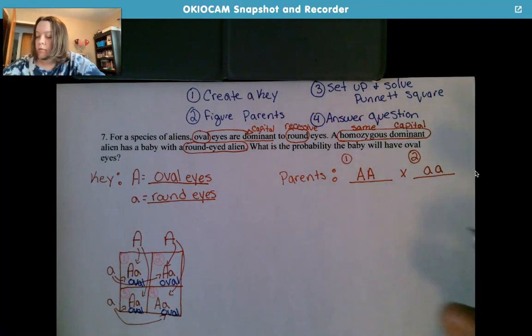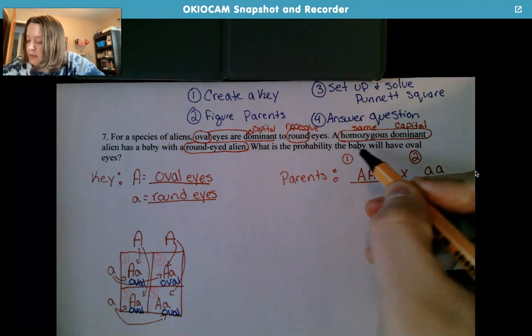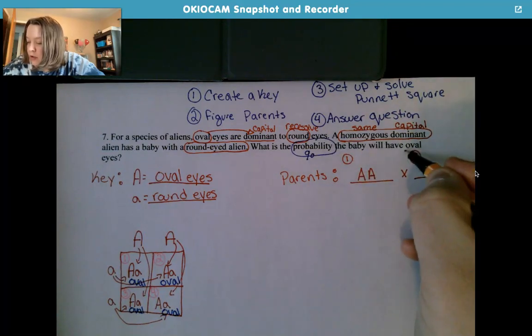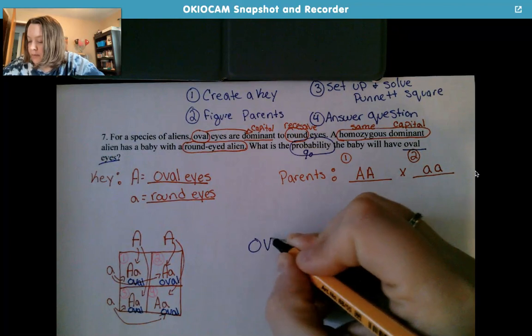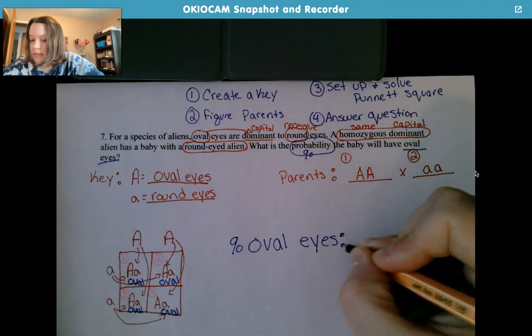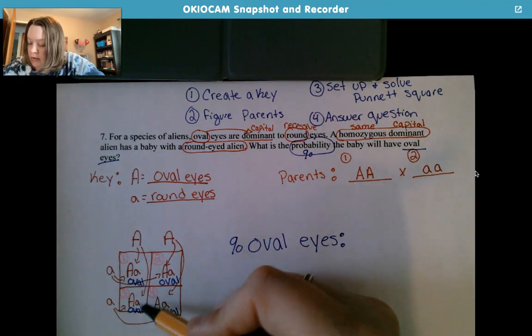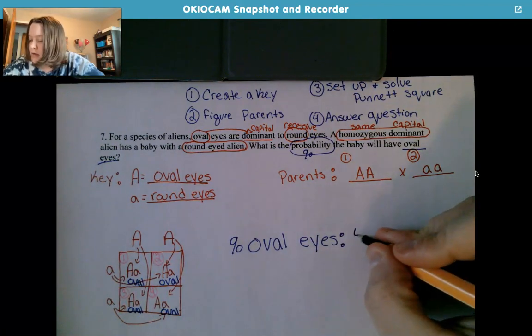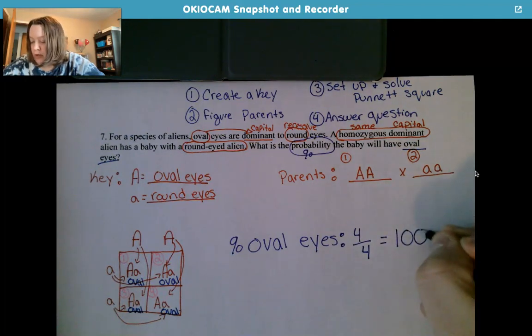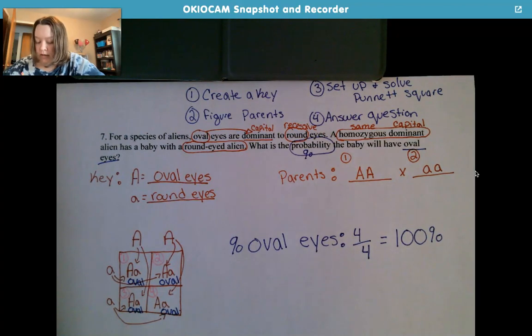Now we have to answer our question. Our question at the end says, what is the probability, that means it's going to be a percent, that the baby will have oval eyes? So I'm looking for percent oval eyes amongst the offspring. So I count up 1, 2, 3, 4 oval eyes. Out of the 4 possible, 4 out of 4 is 100%. 100% of these offspring will have oval eyes. That's our first problem. All right, let's go through another one.